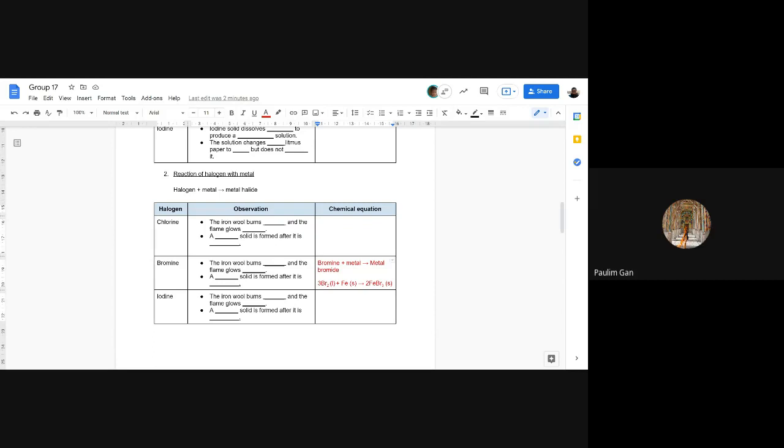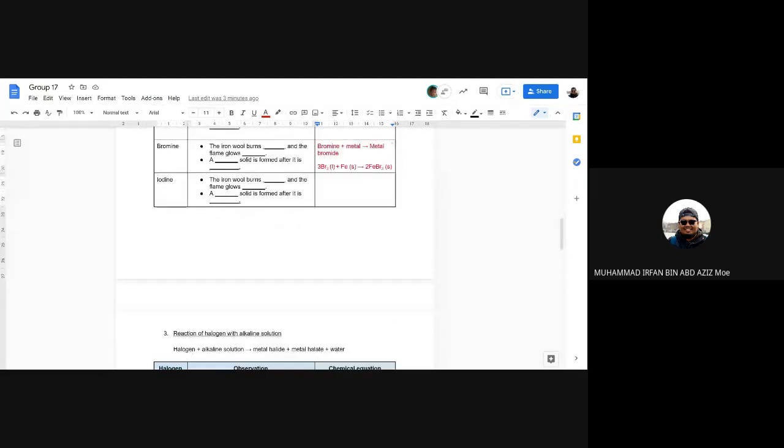Teacher, what's the symbol for alkaline metals? Alkaline metals, it can be any element. For group 1, you can have Li, K, Na. You can choose whichever one. Which one? For number 2, the reaction of halogen with metal. For number 3, halogen reaction with alkaline metals.